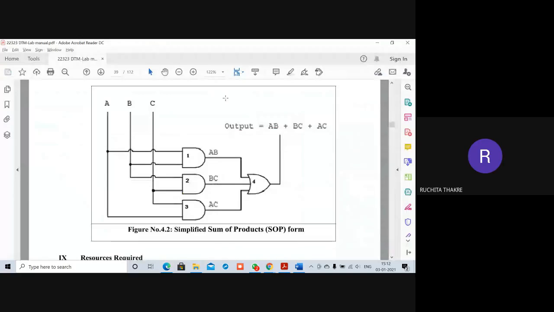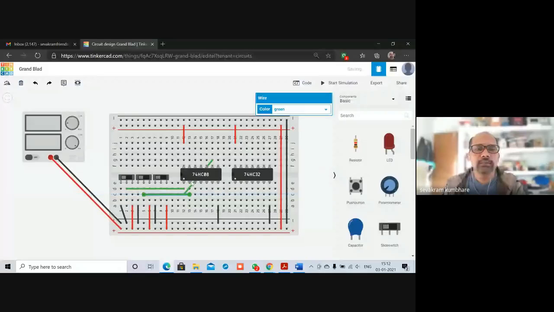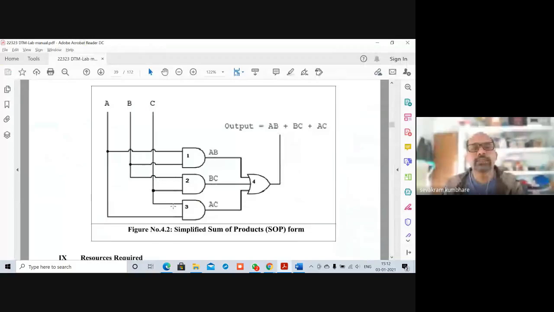Okay. Now next, B. B is connected to gate 1 as well as gate 2. So B is connected to 1 and 2. Okay, this is gate 1. I'll change the color. Let us say yellow. As well as gate 2. This is gate 2. So I'll connect this to gate 2 also. Correct? Yes, sir.